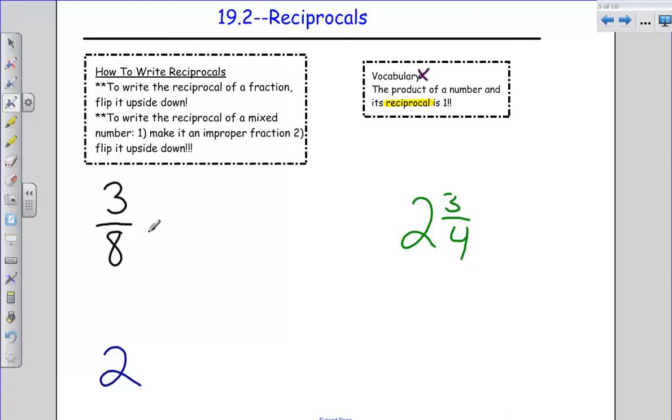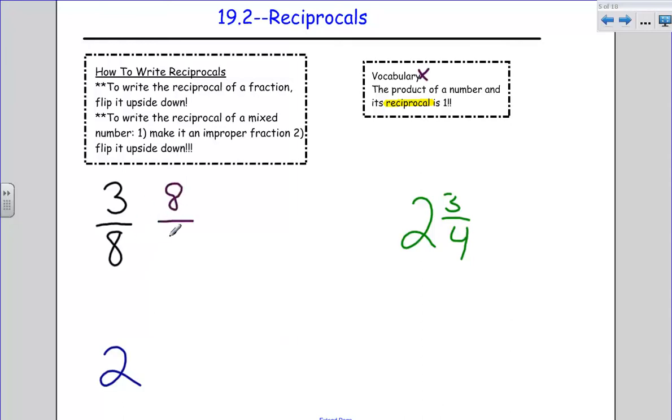So that means when you have the number 3/8 and I want to write its reciprocal, if I'm going to flip it upside down, that means my numerator is now going to be 8 and my denominator is going to be 3. So again, vocabulary, the product of a number and its reciprocal is 1. So let's look at that. If I multiply 3 times 8, I get 24. 8 times 3, I get 24. 24 over 24 equals 1.